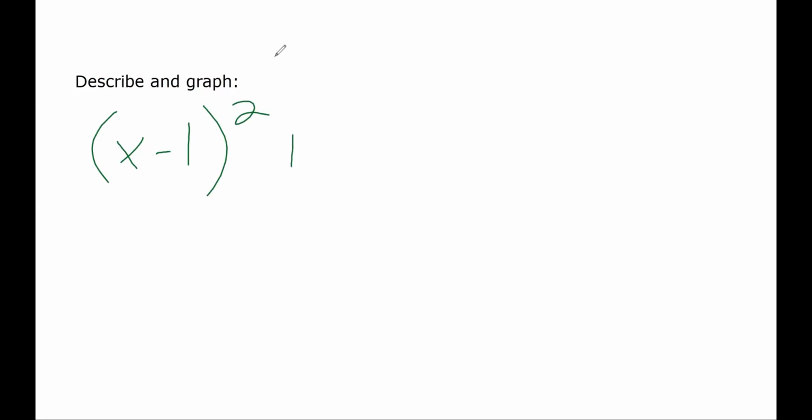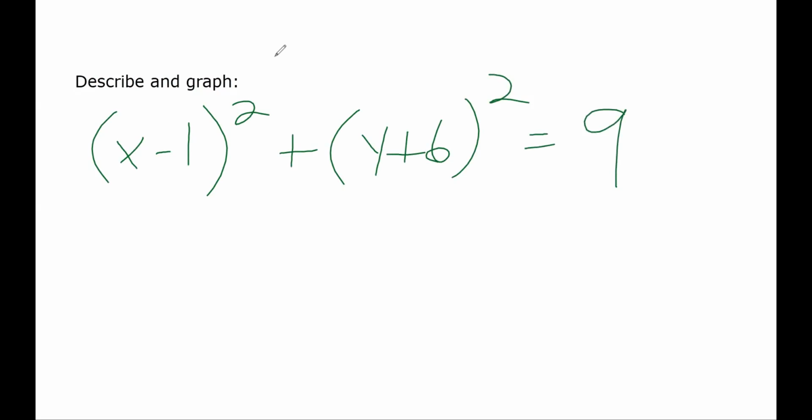So let's try this out. Let's see what we can do with this. So how about we describe and graph the circle with this equation. X minus 1 quantity squared plus y plus 6 quantity squared, all of that is equal to 9.